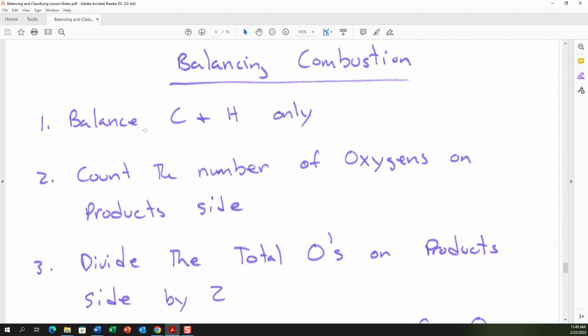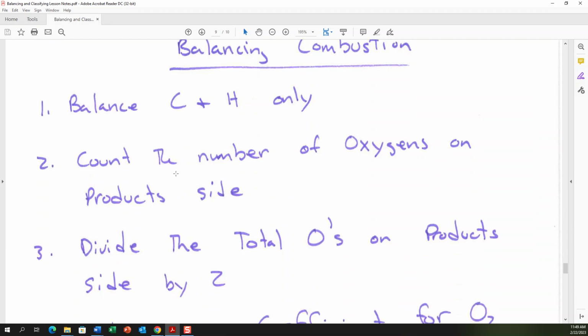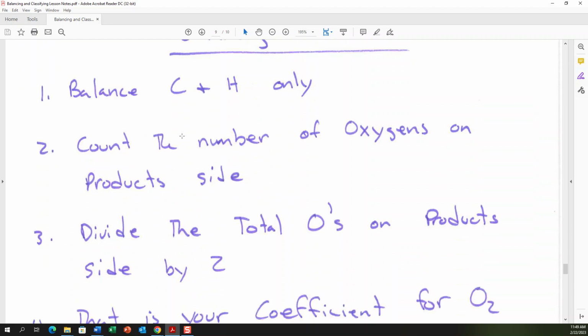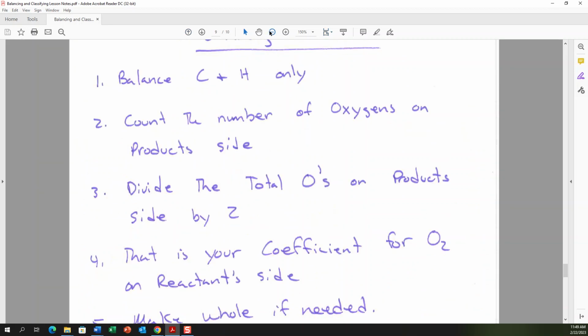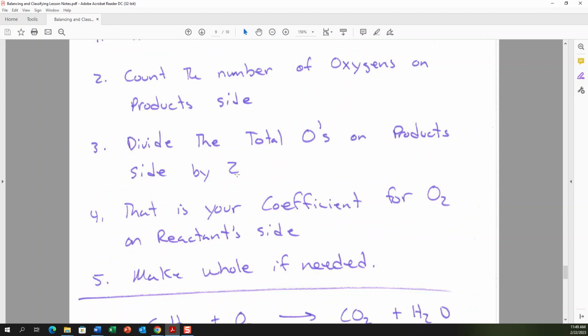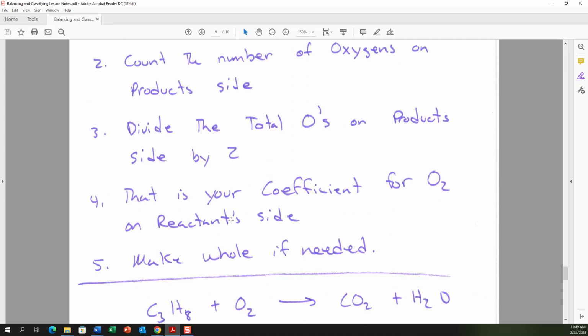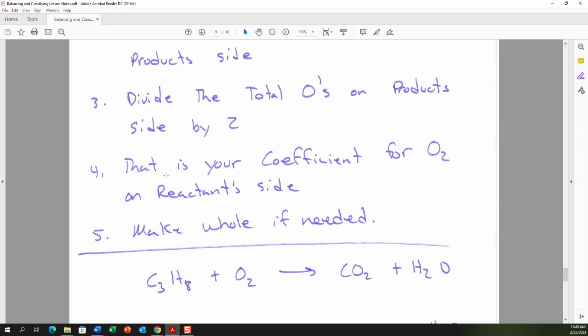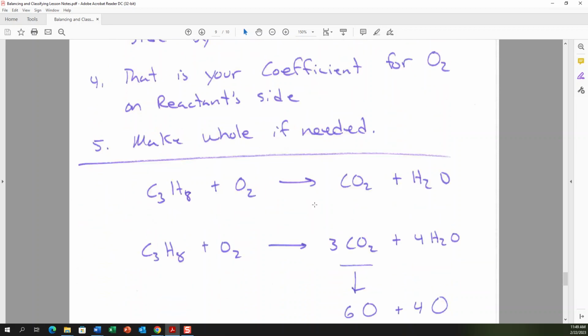So what about combustion reactions? They can be kind of the more difficult ones to balance. Here are the steps. Balance the carbon and the hydrogen first. Go to the product side and add up all the oxygens. Divide the number of oxygens on the product side by 2. That's going to be your coefficient for oxygen on the reactant side for the O2, and then make whole if needed. So I'll show you an example.